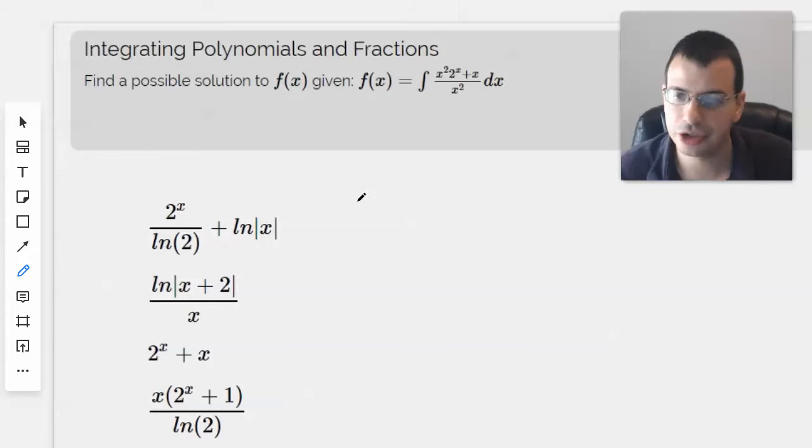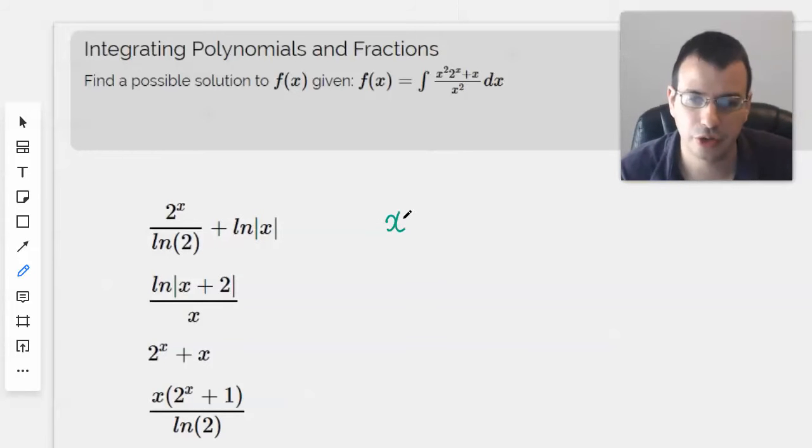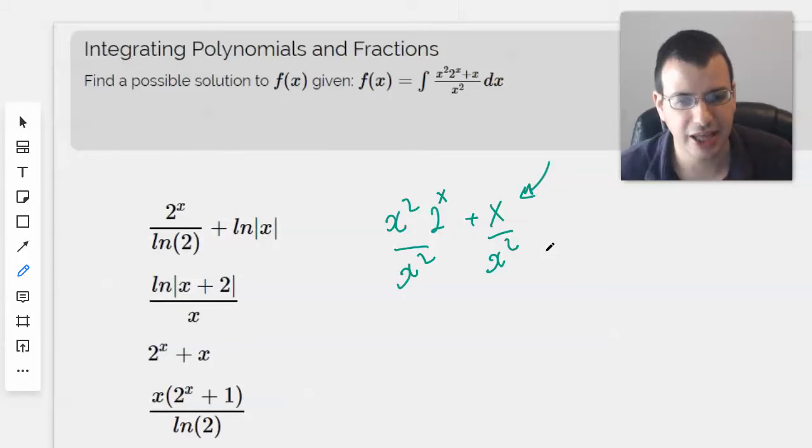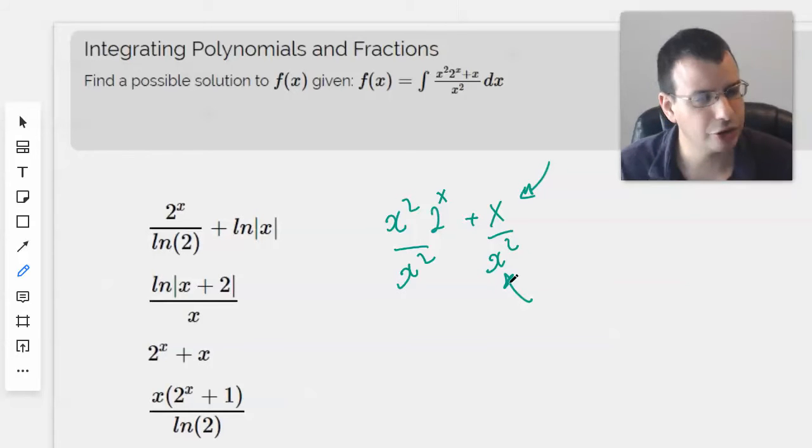Okay, so first thing we'll do is we will try and rewrite this as best we can. So we'll distribute the denominator between both the x's.